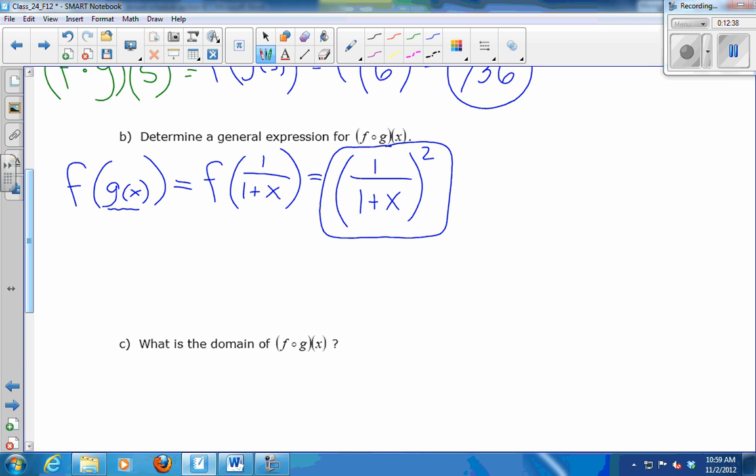Now the domain of a composition is a little bit more complicated than finding the domain of function arithmetic. So think of this as two machines, f and g. X goes through the g machine first. You get an output. Then you take that and you put it into the f machine, right? You work your way from the innermost parentheses out. So x goes into g, then you take the result and put it into f.